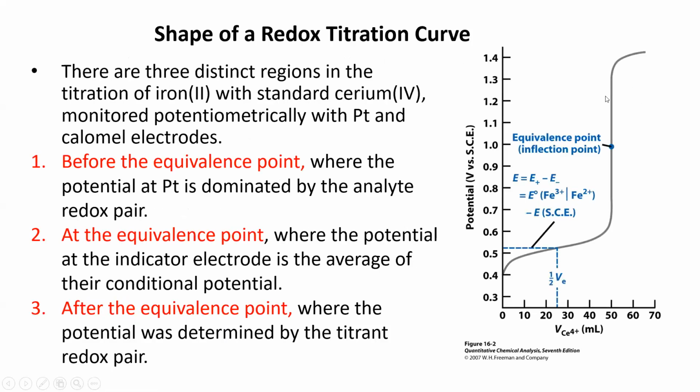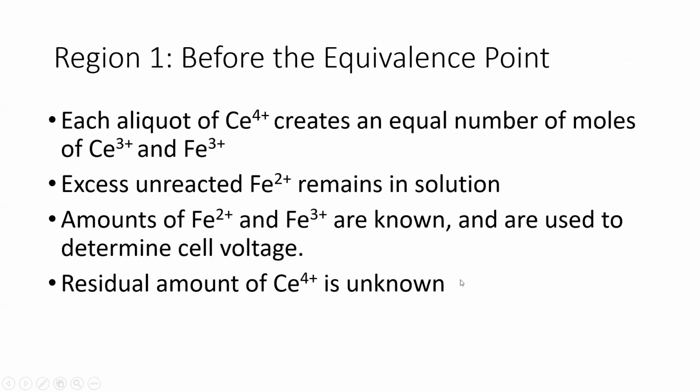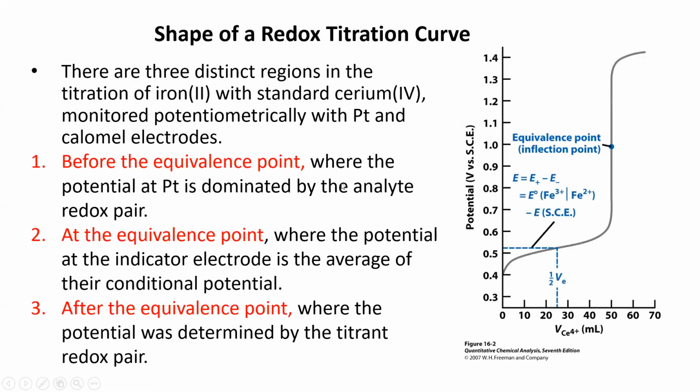So we can actually get the shape of this titration as we are adding. Remember, the cerium is being added. We have a known volume of iron 2, and cerium is being added from the burette. So there are three distinct regions, as you can see in this titration curve. We have the region before the equivalence point, which is this part of the curve. You have the equivalence point, and we have beyond or post equivalence point.